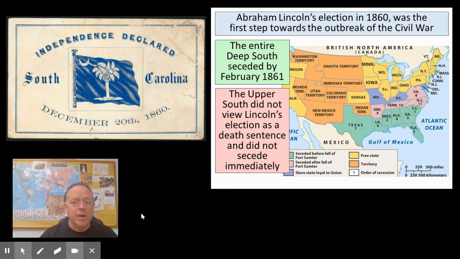And then 4 more states will follow after the firing on Fort Sumter in April, which is just after Lincoln was inaugurated. Back then, presidents were not inaugurated until the 3rd week of March. And this ultimately, obviously, is going to lead to the American Civil War, which we will talk about next week.